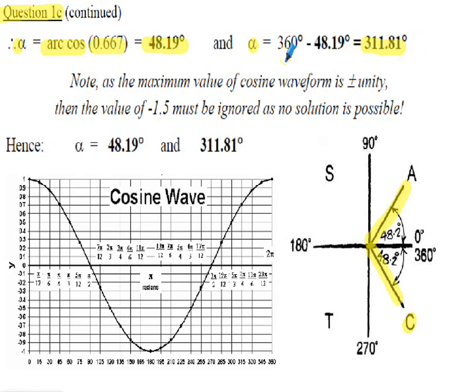Now notice the second root I found on the previous slide was minus 1.5, and that has to be ignored in this case. There is no solution for a negative 1.5 ratio because the curve only goes down to minus 1, so the negative 1.5 is off the curve and it makes no sense mathematically. So we ignore that second solution in this case. So our values of alpha are simply going to be 48.19 degrees and 311.81 degrees.